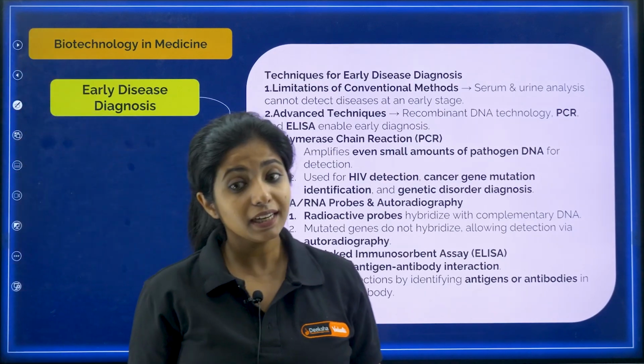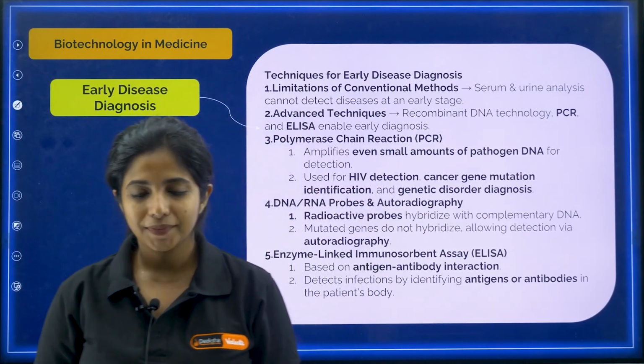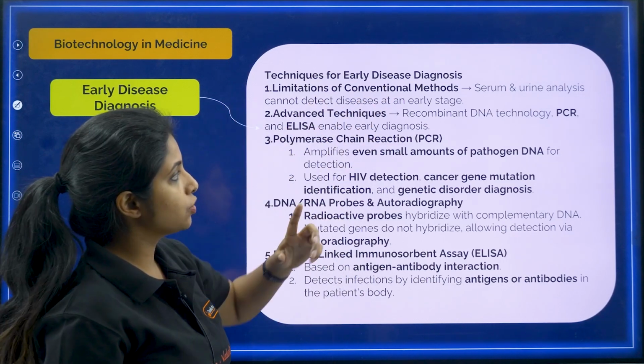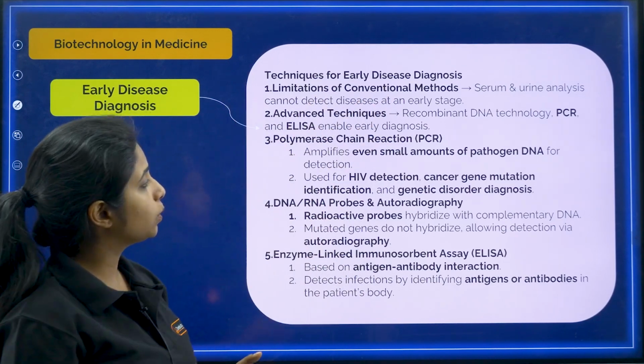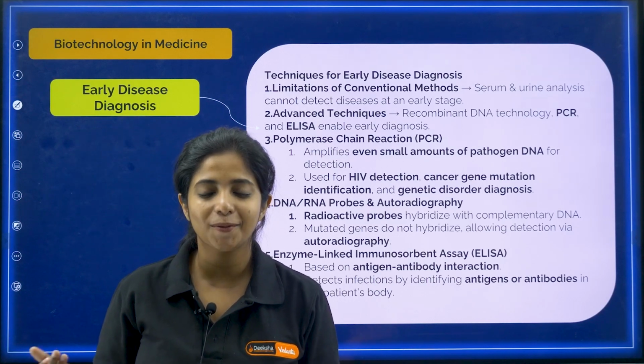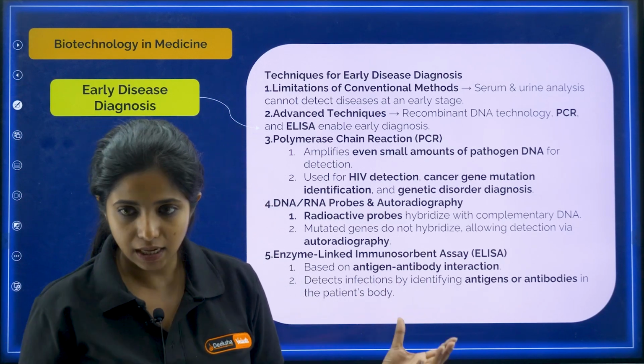Now there is early disease diagnosis as well. Again, use of biotechnology, let's see. So, limitations of conventional methods: serum and urine analysis cannot detect what? Diseases at an early stage. Obviously, we cannot detect by just a serum or a urine analysis. You need advanced techniques like what?